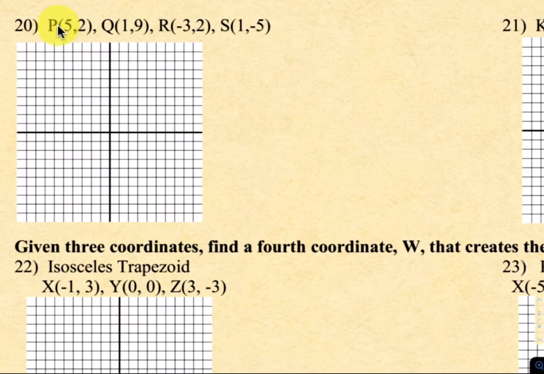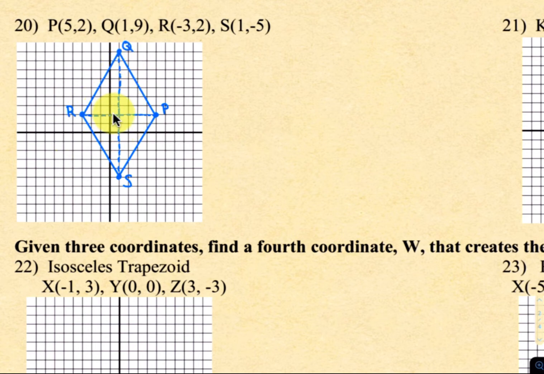Here's number 20. We have points P, Q, R, and S. Let's plot them on the grid. And here we have what looks like a parallelogram. It looks like it actually could even be a rhombus. I think it's a rhombus, so let's go for that. And I've also drawn these two diagonals here.